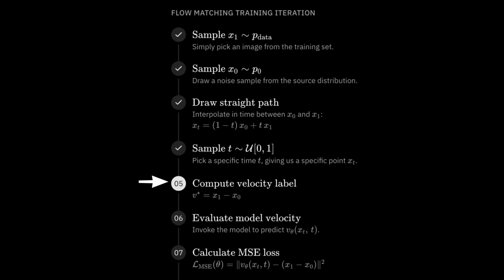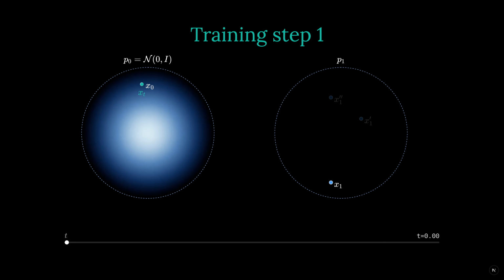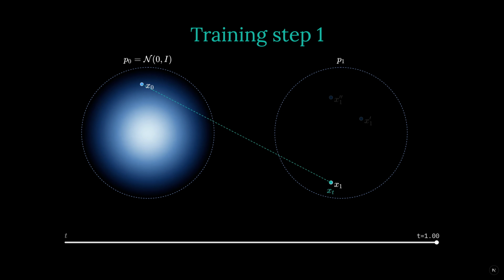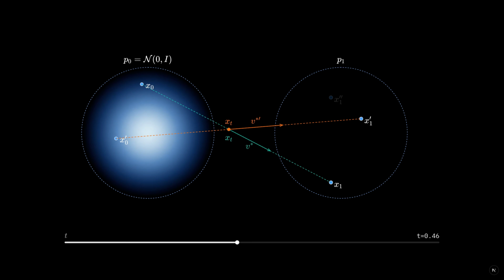There is one more issue with these velocity labels. Consider two training steps. The first one samples endpoints x0, x1, and time t. The second one samples two different endpoints, but the same time t. Their interpolations intersect at point xt. Now here's the conundrum. For the same input, our model will now see two different velocity labels. They can't both be correct, so are we training the model on garbage labels?